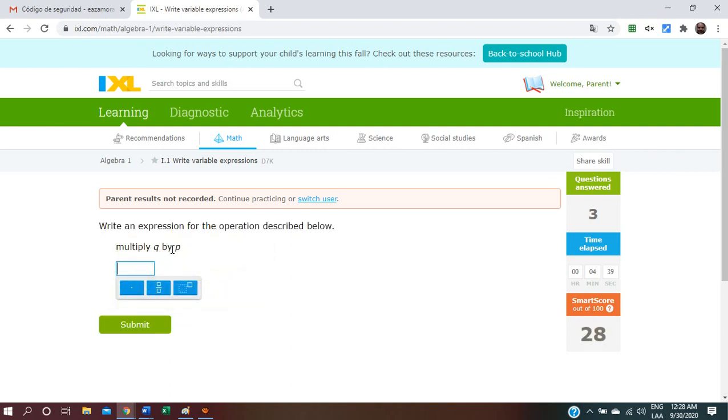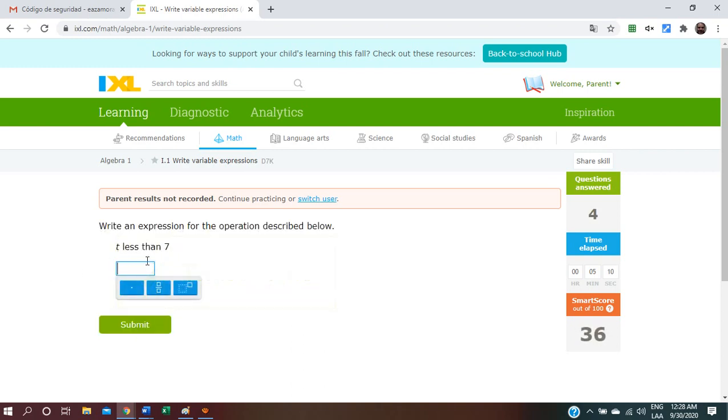Multiply q by p, so we can say q times p, or we can just say qp. Remember, when we put together two variables, they are actually going to multiply. We don't need any symbol, we don't need parentheses to do a multiplication of two variables. We submit our answer.